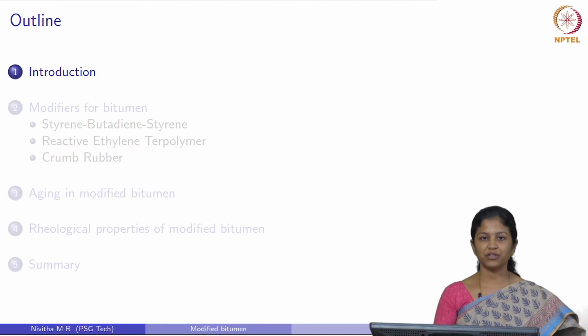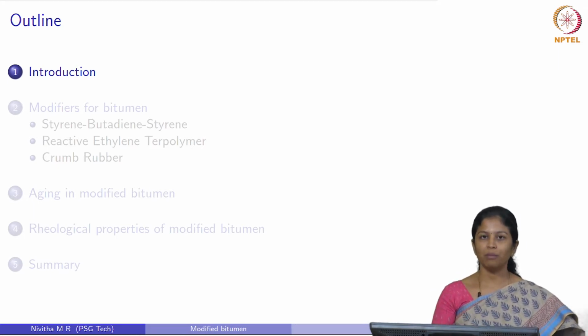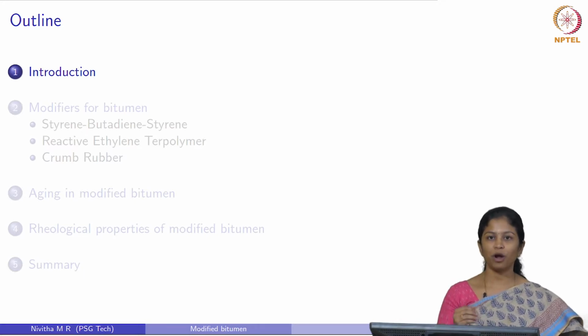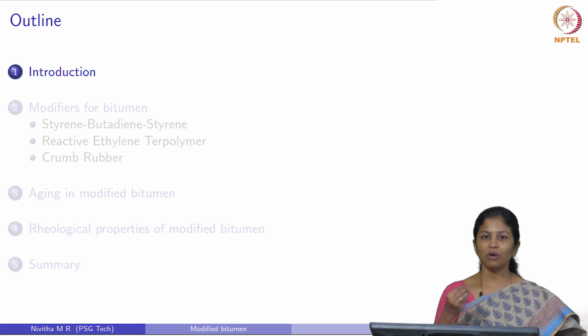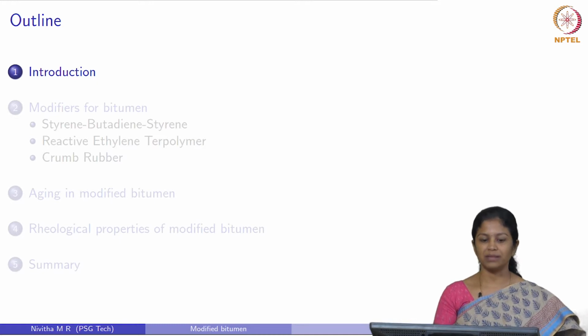In previous lectures we have seen how aging occurs in bitumen. The aging in modified bitumen is slightly different from how it occurs in base bitumen. So, here we are going to specifically focus on the aging in different types of modified bitumen, and then finally we are going to look into the rheological properties of modified bitumen, that is, how the addition of modifiers alters certain properties of modified bitumen. We are going to look into that and then finally summarize.